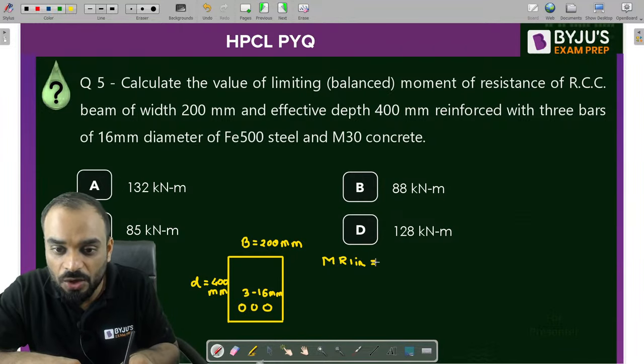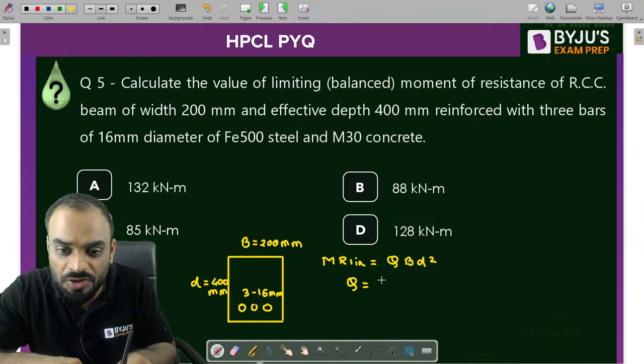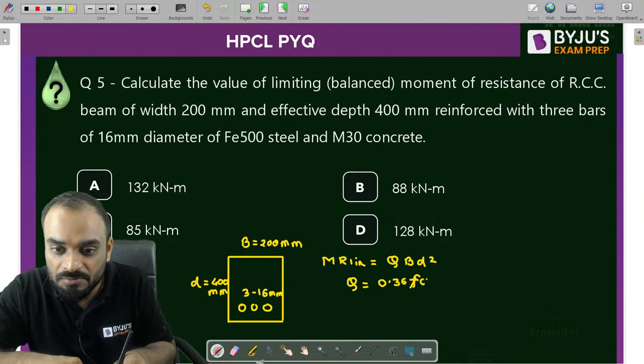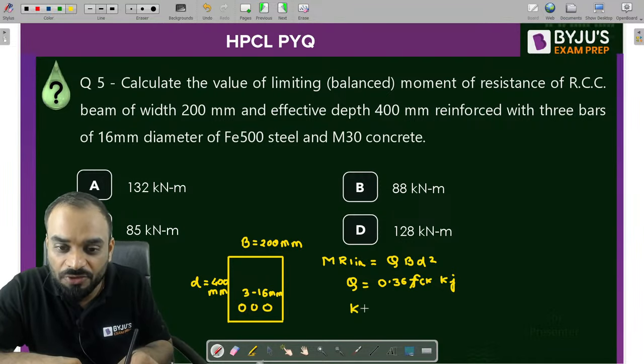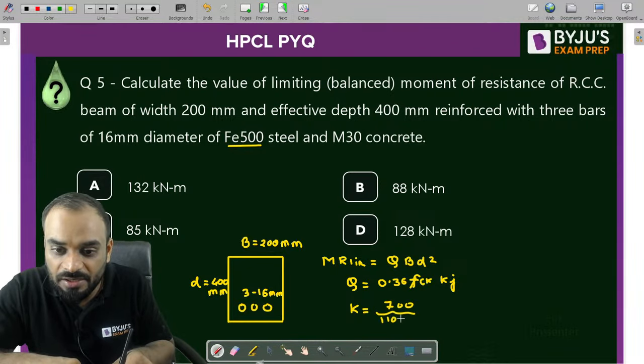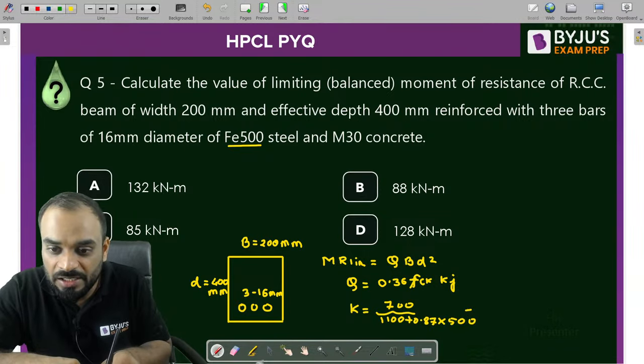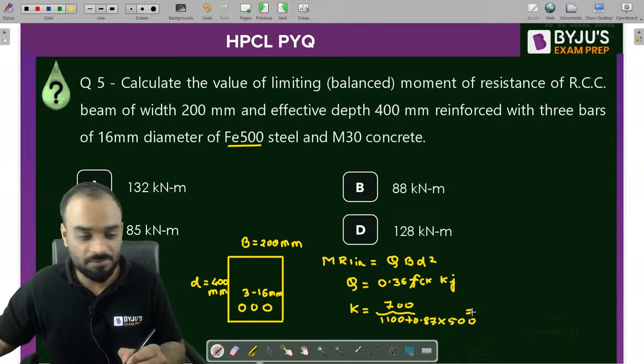Now you know, guys, how I can calculate the MR limiting. It is QBD square. Now what is the value of Q? It is nothing but the moment coefficient, which is 0.36 FCK K into J. Now what is the value of K for Fe 500? That is basically 700 divided by 1100 plus 0.87 FY. FY is 500. Kindly calculate this value. How much are you getting? Please let me know, guys.